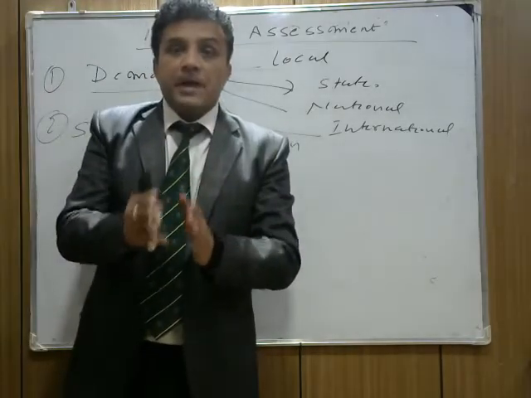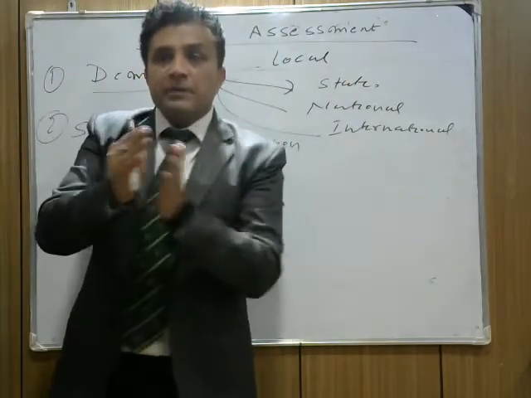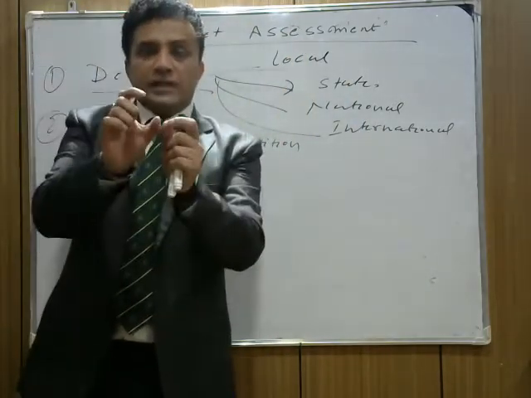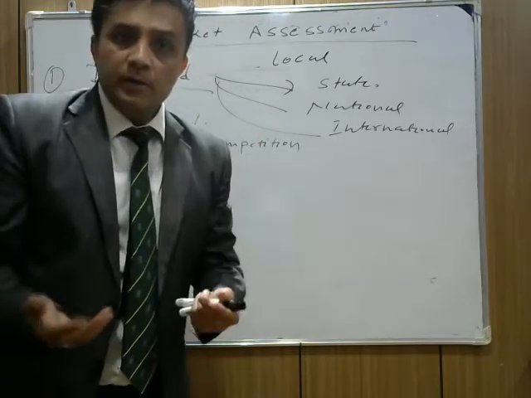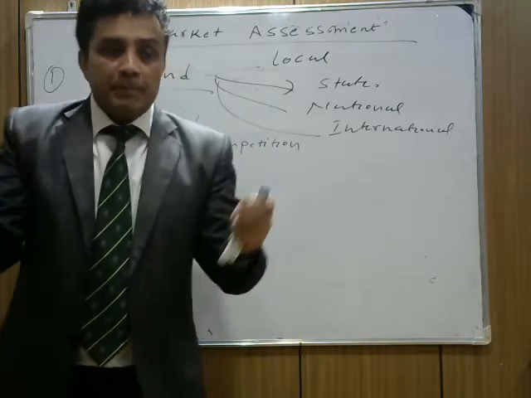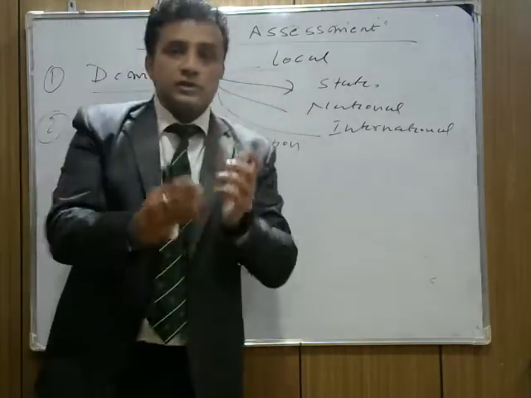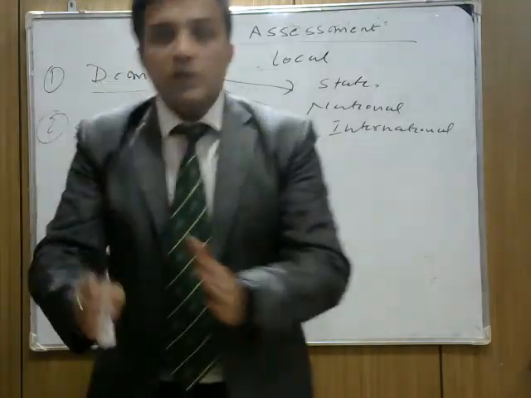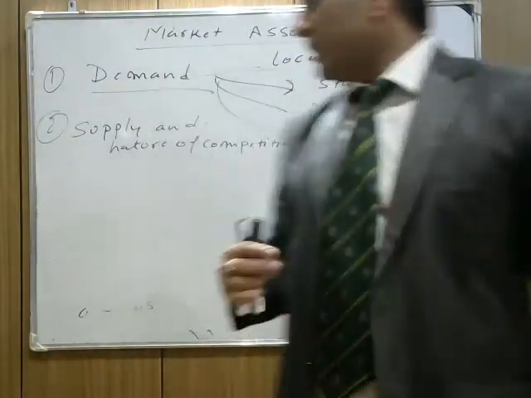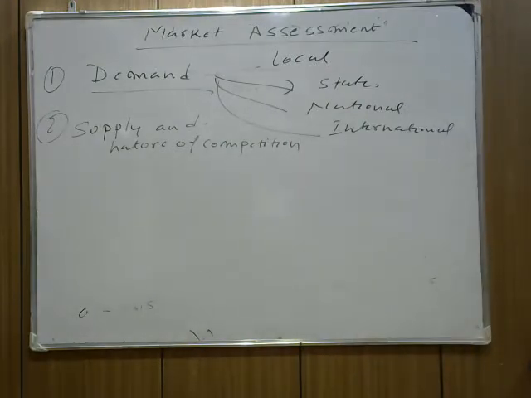So you need to know the supply nature: how is the supply chain, what type of wholesaler, what type of retailer, what medium you require. We call it zero man. You directly send the product through e-commerce, through e-market, or you require the chain. Means in which chain you require the wholesaler also, you require the dealer also, you require the retailer also. So this is called supply and nature of competition. This is the second part in market assessment. I hope it's clear.